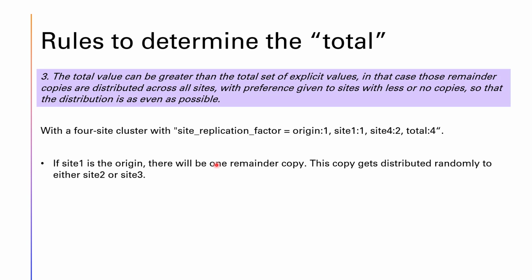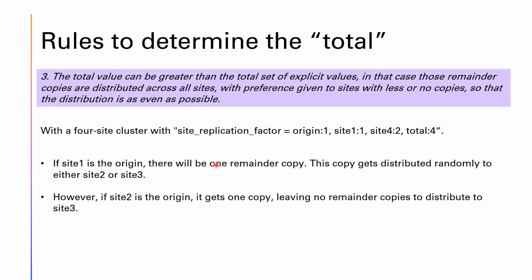So let's move on. Now let's say my site 2 becomes the origin. What will happen in this scenario? Site 2 will get 1. According to this configuration, site 1 will also get 1 and site 4 will get 2. That means site 2, site 1 and site 4 will consume all these 4 total values. In that case, there will be no remainder copies to distribute to site 3. So this will also be a valid scenario.